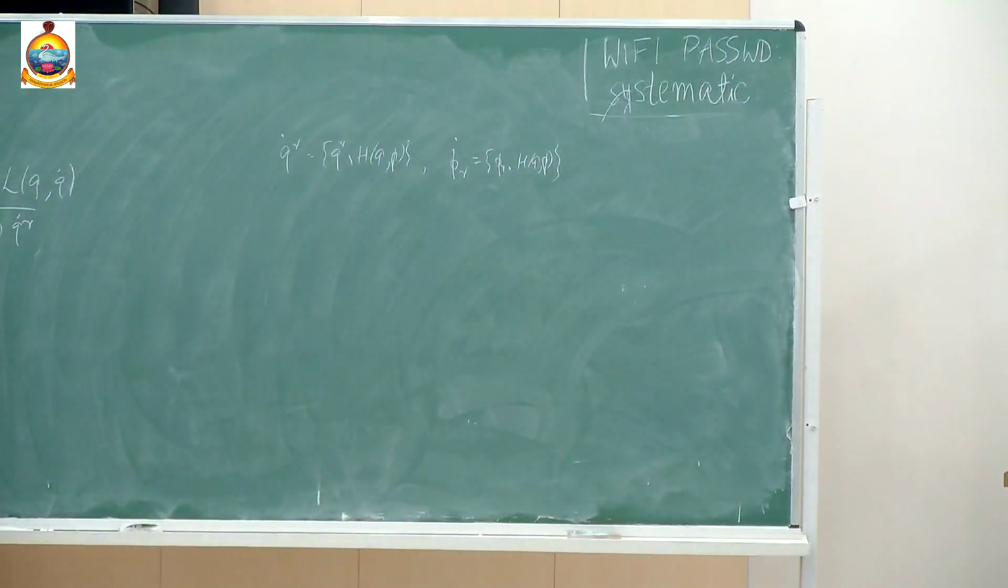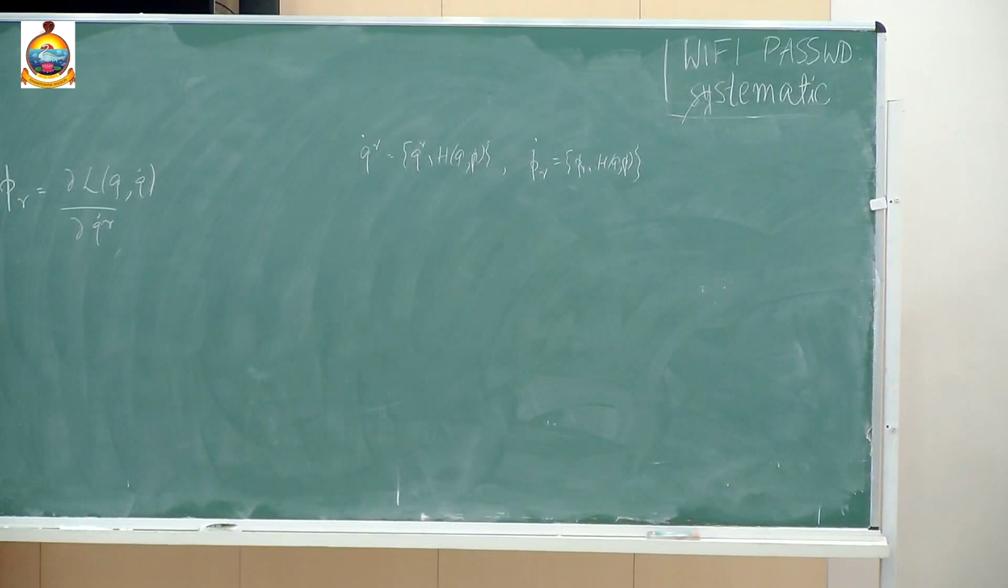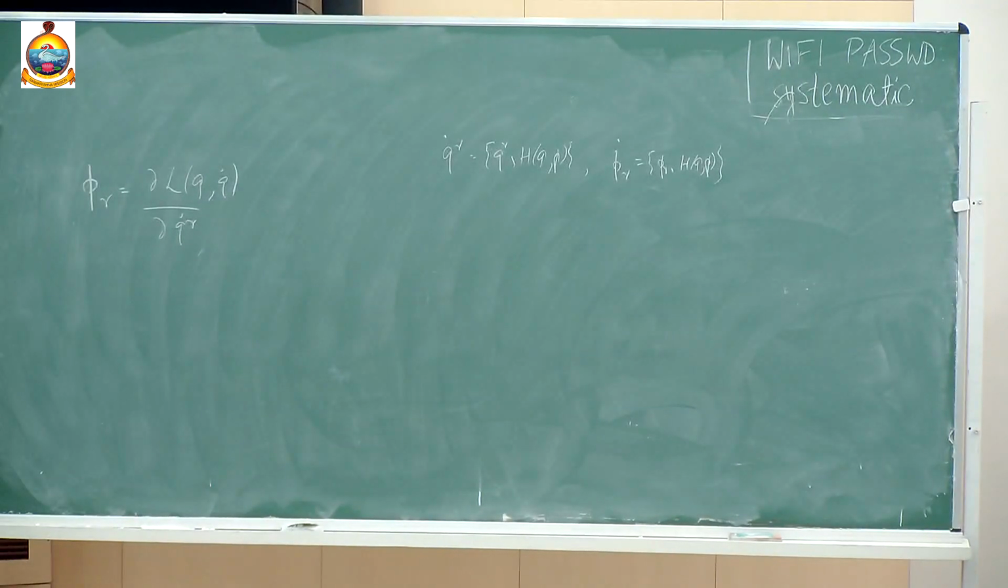There is one, they are all first order differential equations in time, and there are 2n equations now compared to n Lagrangian equations of motion. All this is clear. So, now the question analogous to the previous one is the following.